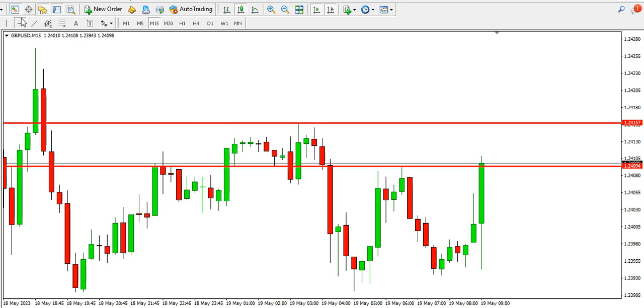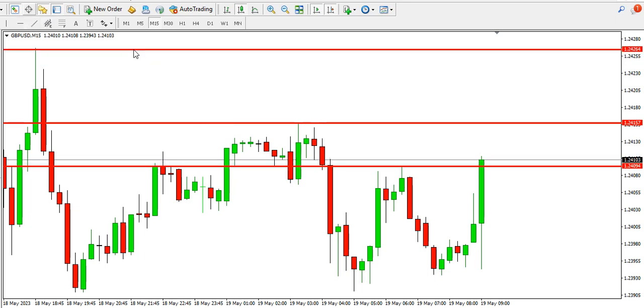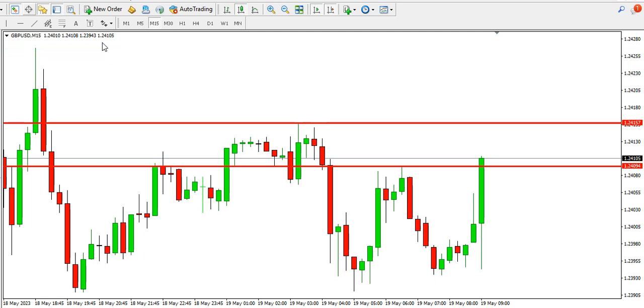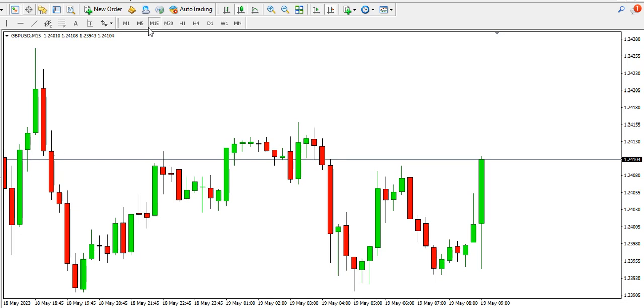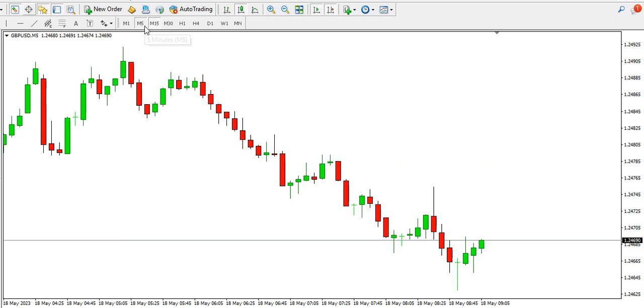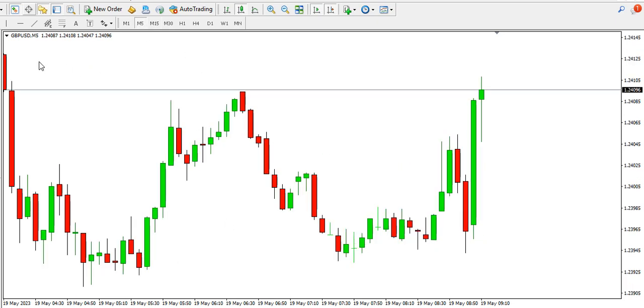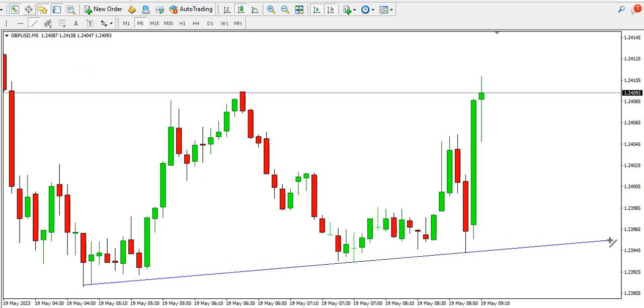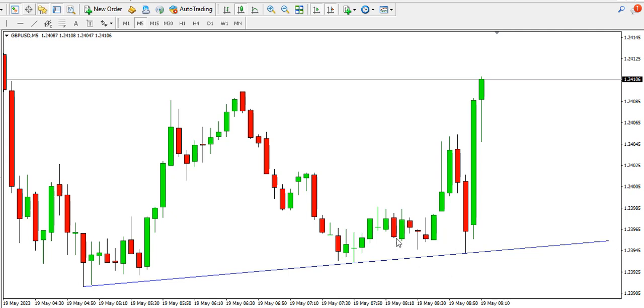1.24157 before price recovers up to 1.24264. All right, so the overall trend is still bearish, but the buyers are stepping in. Look at the buyers stepping in as much as we have a triple bottom. This particular side of the bottom is higher than this particular side, and then we can see a break of this particular structure around here.